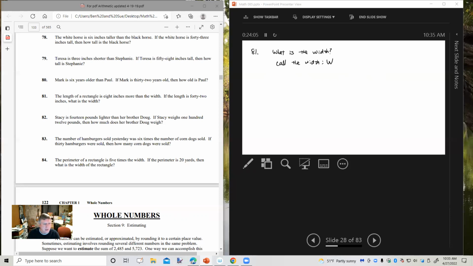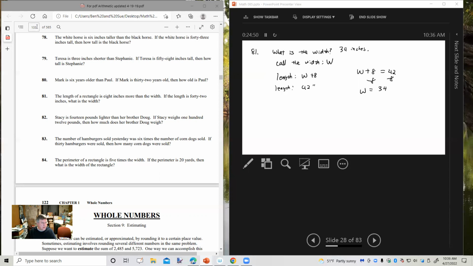All right. The length of a rectangle is 8 inches more than the width. So length, 8 inches more than the width. So it's the width plus 8 inches. But we also know that the length is 42 inches. So W plus 8 equals 42. Subtract 8 from both sides, W equals what? 34. So what is the width? 34 inches. All right, any questions on this?